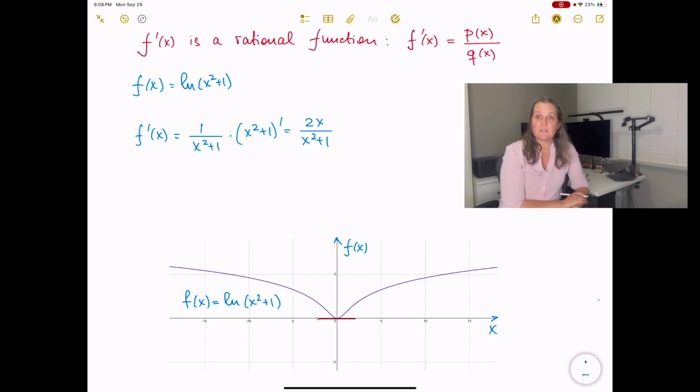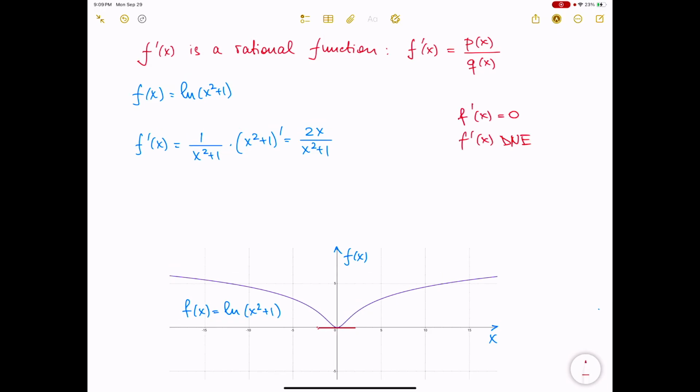So how do we find the peaks of the mountains and the valleys? Well, we do exactly the same thing as before. We need to check for which values of x the derivative of the function f is equal to 0 and for which values of x the derivative does not exist. The quotient is equal to 0 only when the numerator is equal to 0. The numerator 2x is equal to 0 if and only if x is equal to 0.